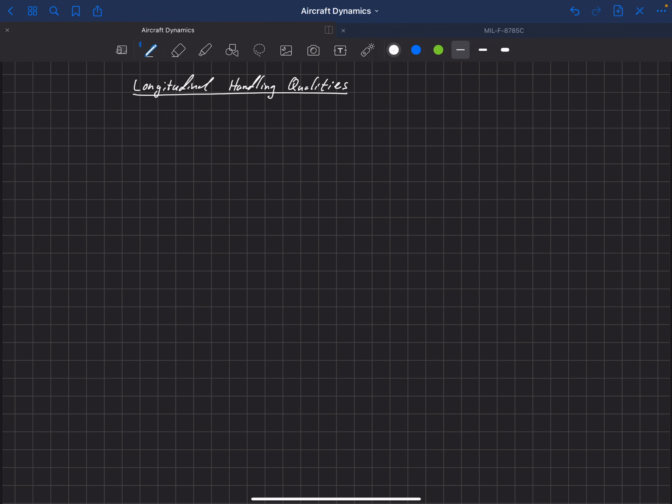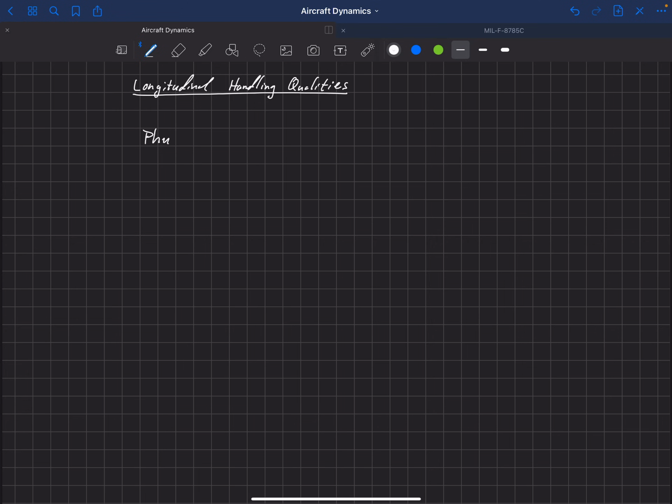It depends on pilot opinion, and it depends on the type of aircraft that they were flying and the maneuver that they were asked to perform. And so today we're going to talk about the results of that and focus on longitudinal handling qualities. Now, these handling qualities in the longitudinal world depend on more than what we're going to talk about today. We're going to focus just on how they're related to the two longitudinal modes that we've studied.